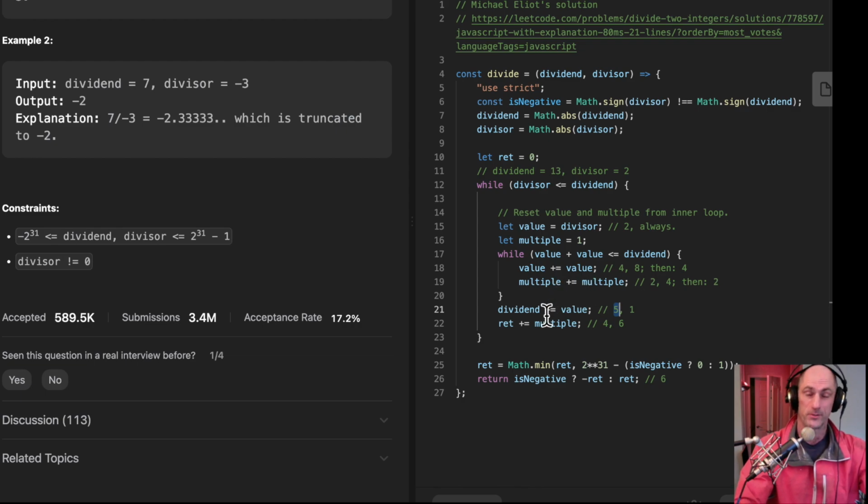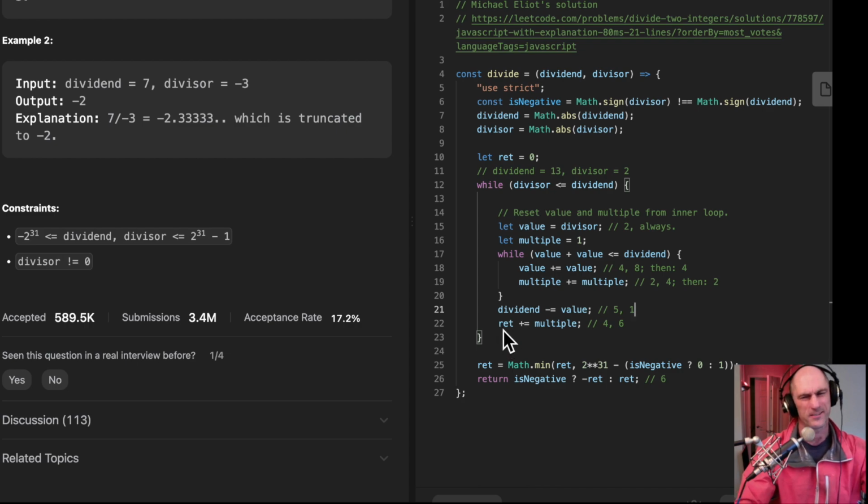After that, we're going to check this loop terminal condition. 2 plus 2 is 4. 4 plus 4 is 8. Is that less than 5? No. We terminate that loop, and now we're done with that loop. So now we check dividend minus value, which was 4. 5 minus 4 is 1. Okay, now that's the new value for dividend. And now dividend is 1.